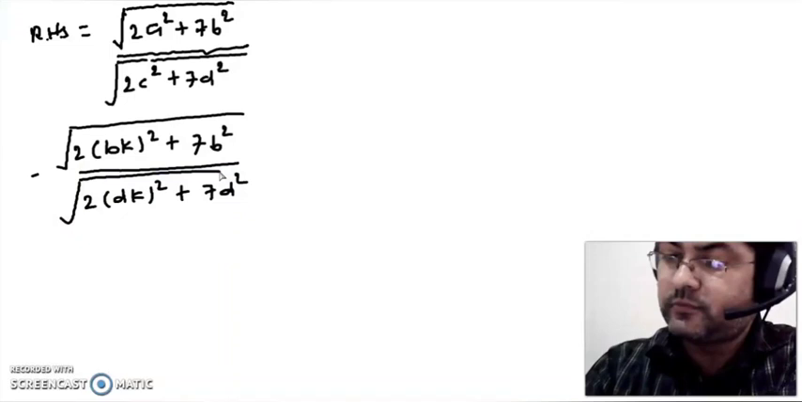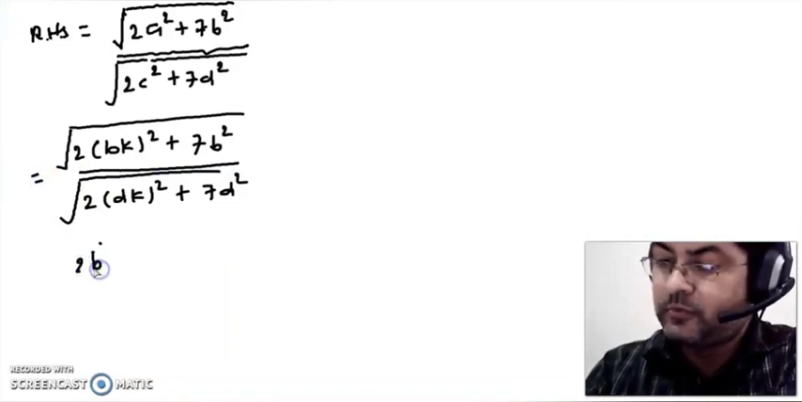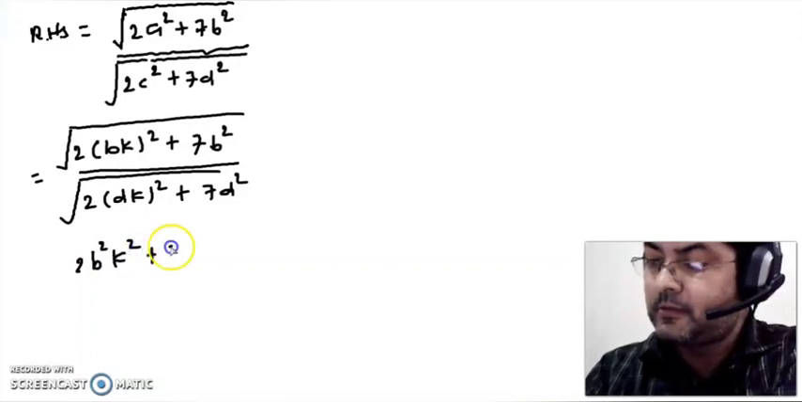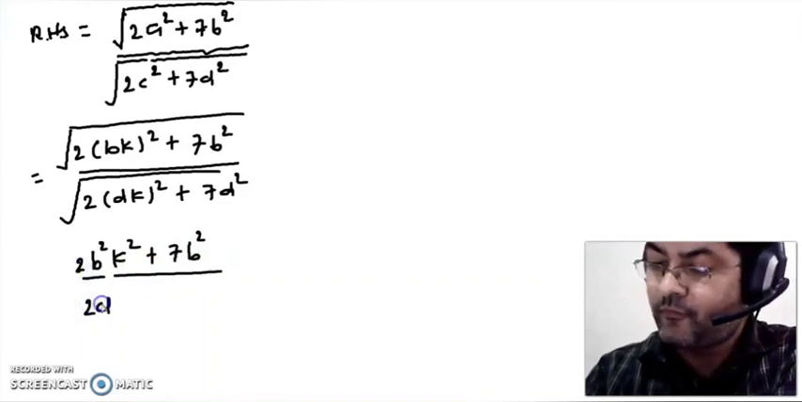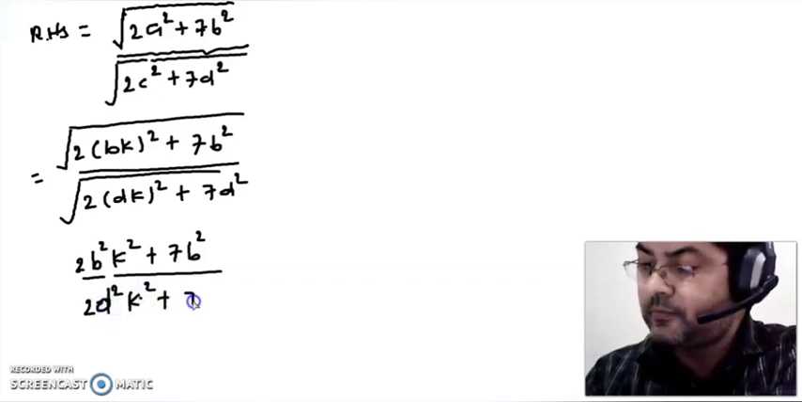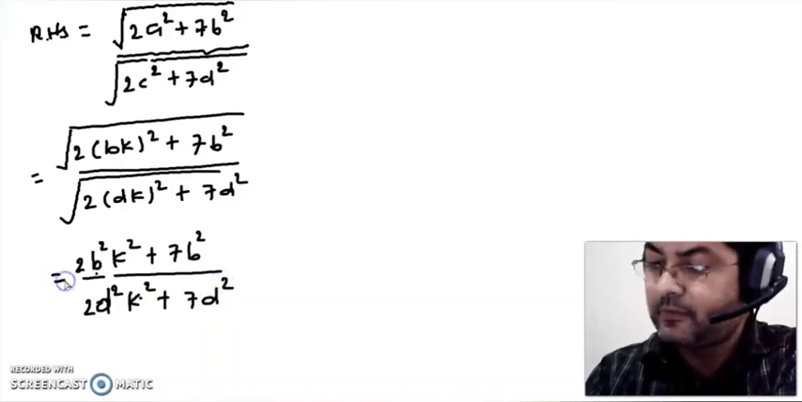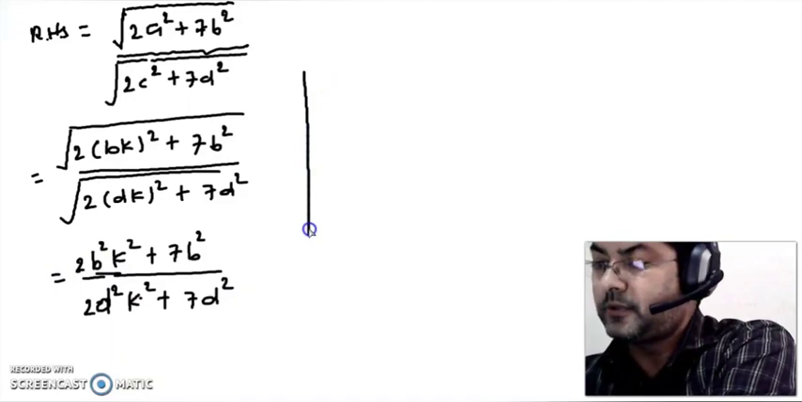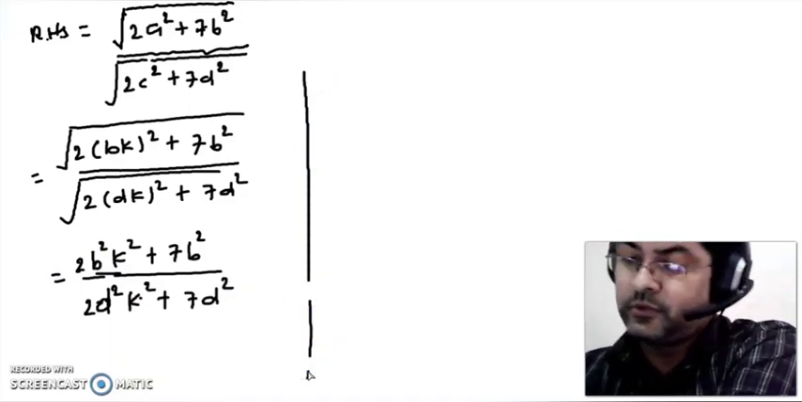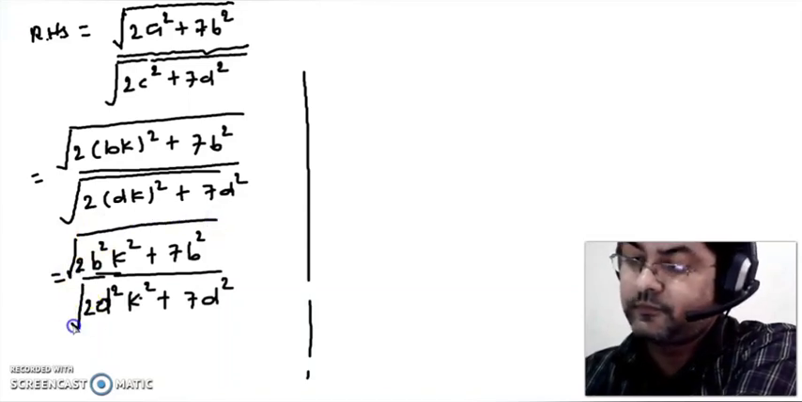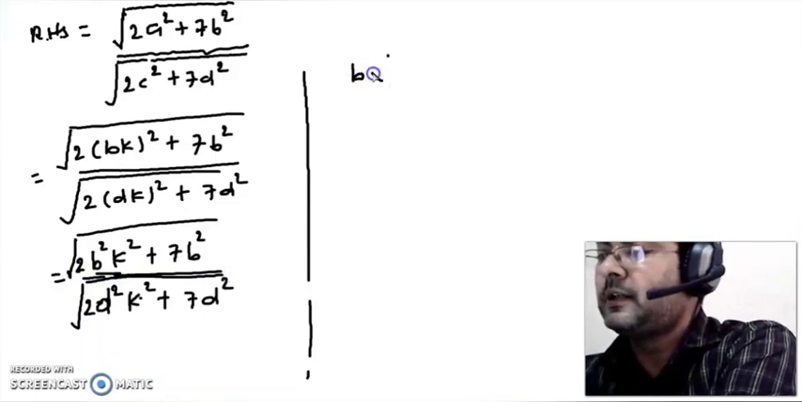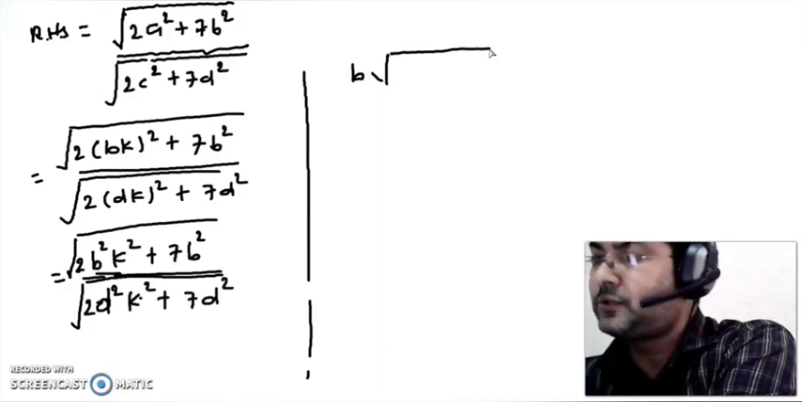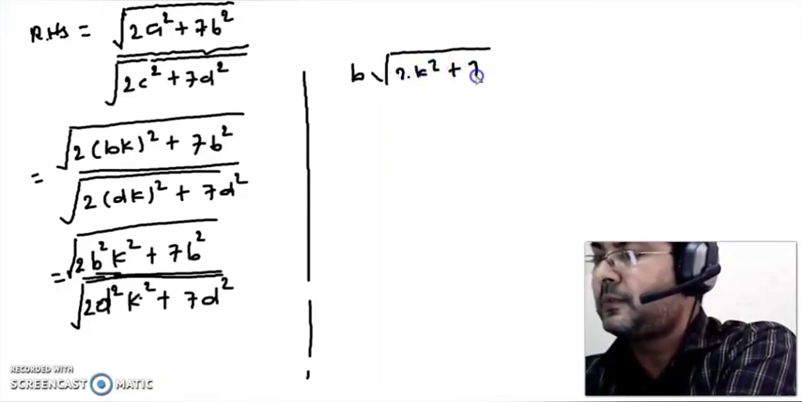Okay, now 2B square K square plus 7B square, 2D square K square plus 7D square. Okay, now we can take B square common. Yes or no, both are in square root. Okay, so if you take B square common and take the root, then outside we can put B, and what is left inside, that is 2K square plus 7.